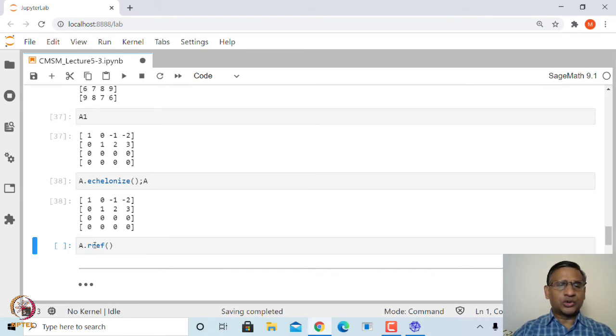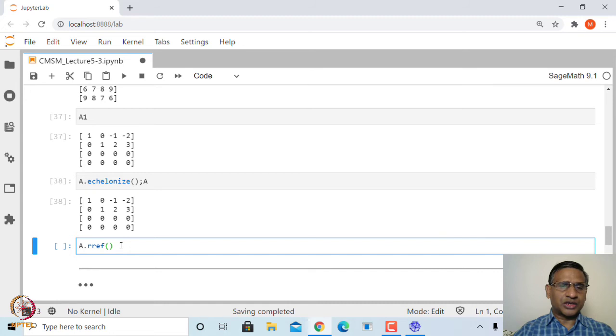RREF, reduced row echelon form. So, you keep on reducing this till you cannot proceed any further, right. So, for example, it's possible that I can make these elements also 0 if it is possible, I don't know. So, in that case we keep on applying this elementary row operation till the point from which you cannot reduce any further.